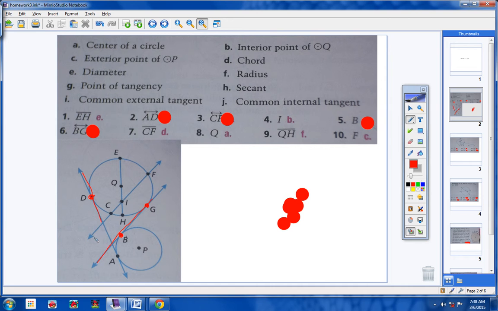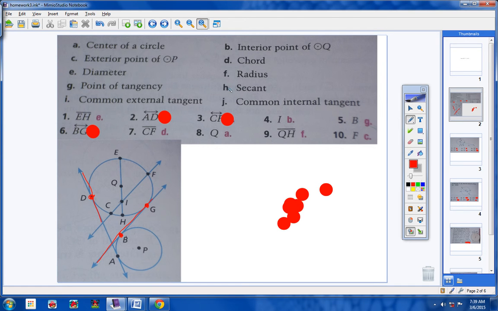Mr. Harris, wait a second. Here's tangency right here. No, this line intersects the circle in two places. That's called a secant line. So, the only points of tangency I see are D, B, or G. And that's going to be right here, letter B. So that would be number 5, point B. Number 5 is letter G.